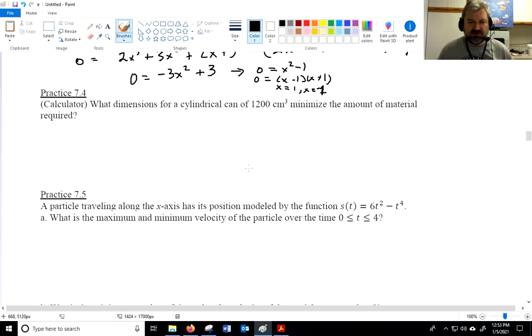All right, for this next one, we're going to use a calculator. I want you to find the dimensions for a cylindrical can of 1,200 cubic centimeters to minimize the amount of material required. But you do have to show your calculus, show your derivative work. All right, let's see how we did that.